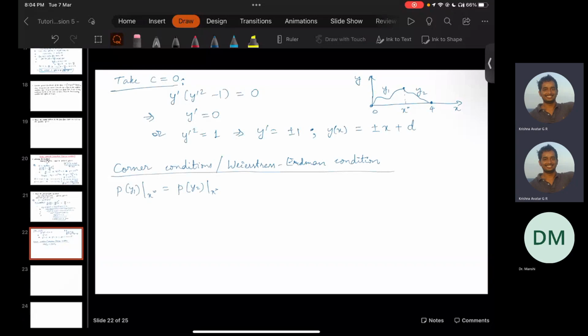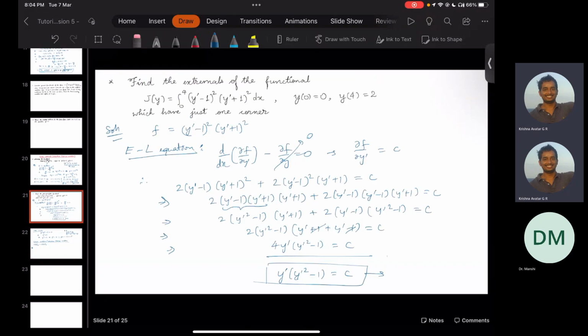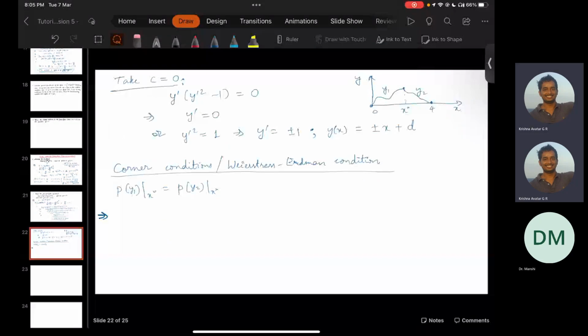So I'll take it here. P is del F by del Y prime, right? And with that, we had clearly seen that this is our expression for P, because it's nothing but del F by del Y prime. So we'll have 4 Y1 prime, and then Y1 prime squared minus 1.